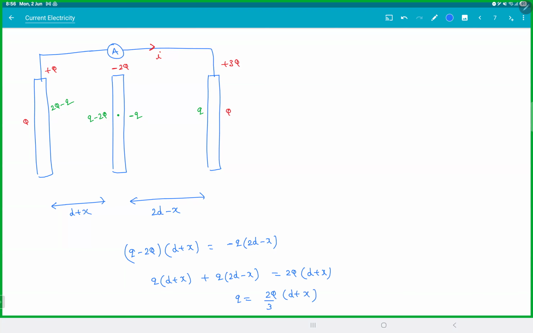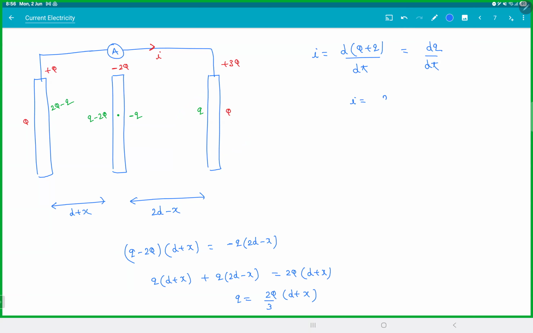Now, what is the current here? Be careful. The current is flowing into this plate. That's what we assumed. So, I is dQ plus small q by dt, the rate of change of this total charge. But luckily, capital Q is constant, so it ends up to be dq by dt. Done. So, differentiate this.